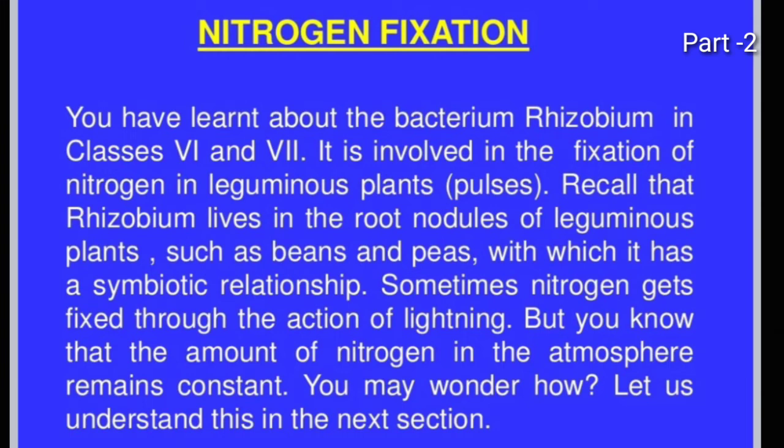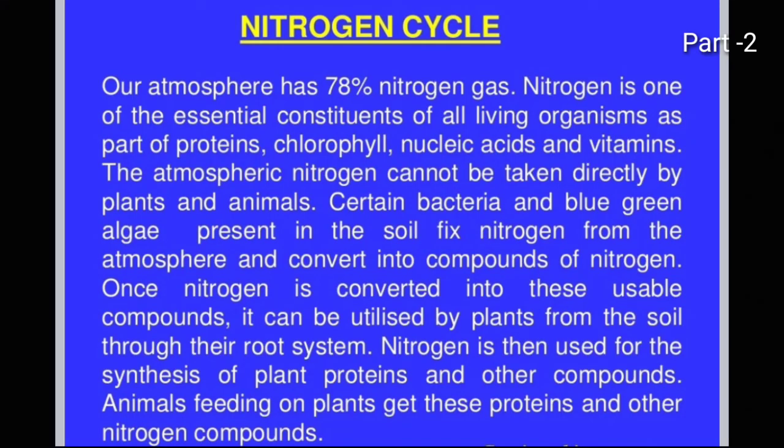Because it has a symbiotic relationship with each other. Sometimes nitrogen gets fixed through the action of lightning, but you know that the amount of nitrogen in the atmosphere remains constant. So why does it remain constant? It remains constant because of this topic that we will study now, that is nitrogen fixation. Our atmosphere has 78% nitrogen gas.